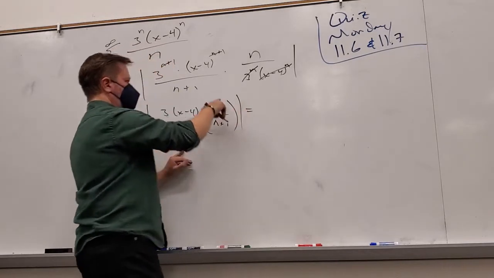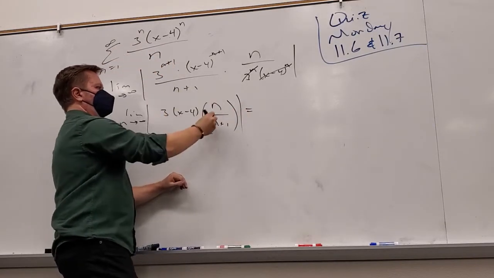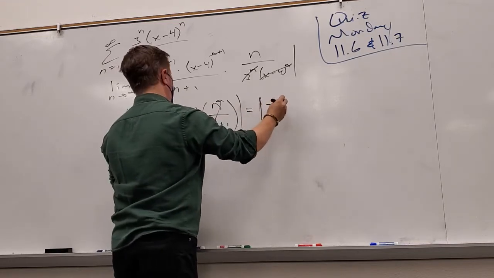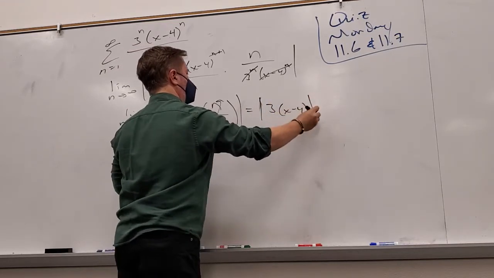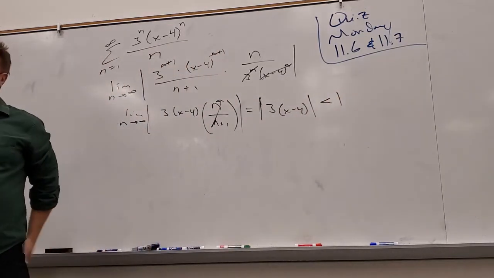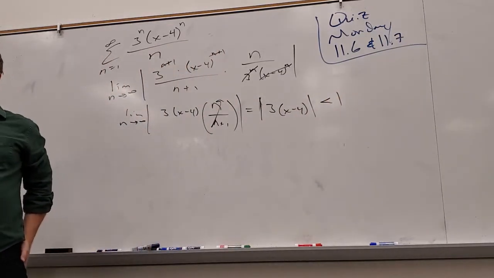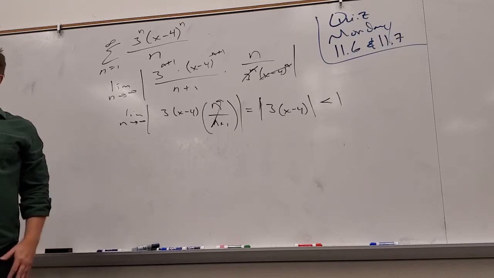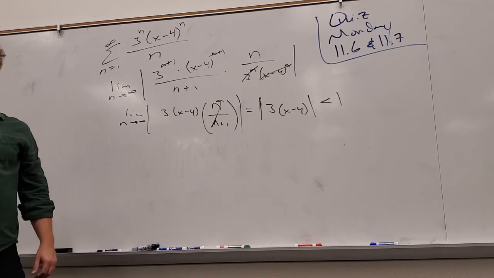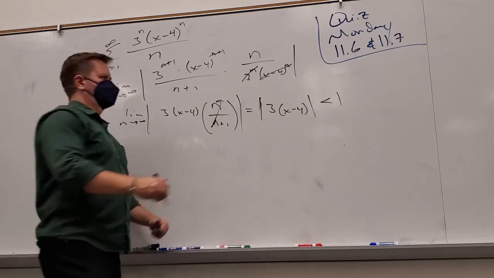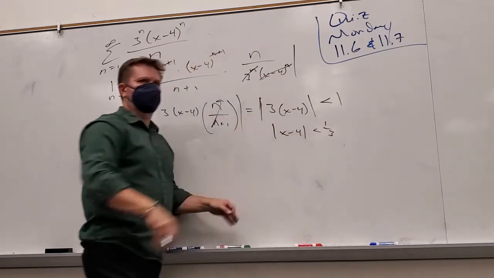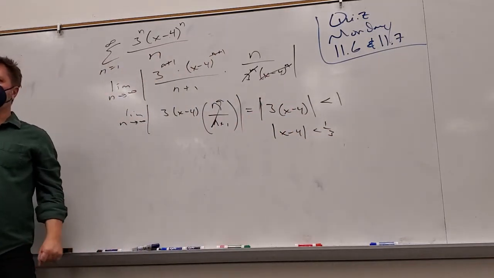So this equals, what's this limit of course? 1. So we get 3 times x minus 4, and that has to be less than 1. Here's where you have to be careful when you have a shifted function like this, right? So I'm gonna divide by 3. Now I can see the radius, and I can see the center.